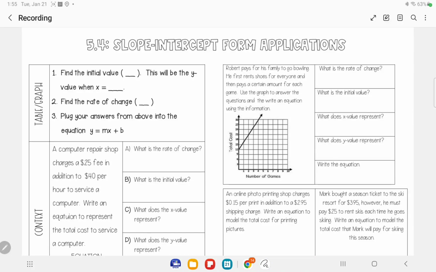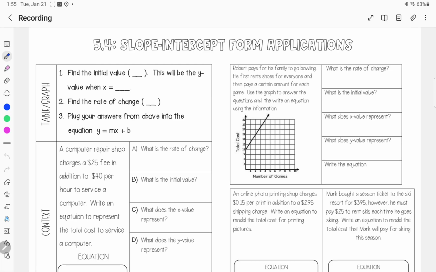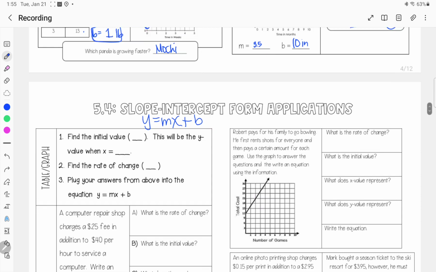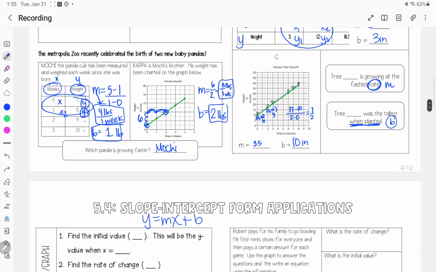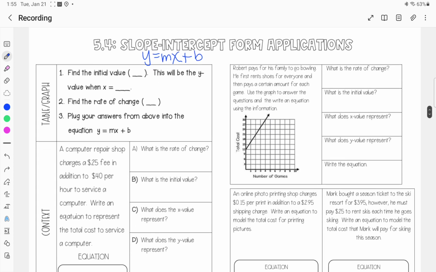We are working with slope-intercept form, which we've done before. We have written them in y equals mx plus b form. That's what slope-intercept form is. Our goal is to find our m and find our b, write it in the equation. You should be able to do it from a graph like this one, from a table like we did up here, and from context.